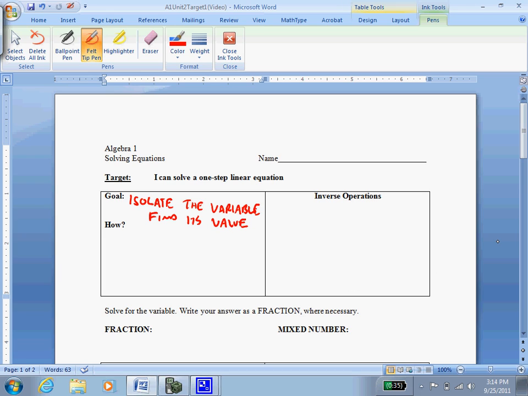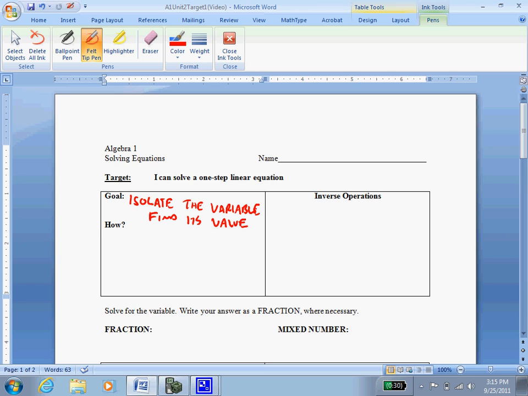Now, when you think of things being equal, you want to kind of think about a scale. And in order for a scale to be balanced, if you put things on one side of the scale, then you have to put the same number of things on the other side. And similarly, if you take things off a scale, in order to keep the scale balanced, you'd have to take the same number of things off the other side of the scale.